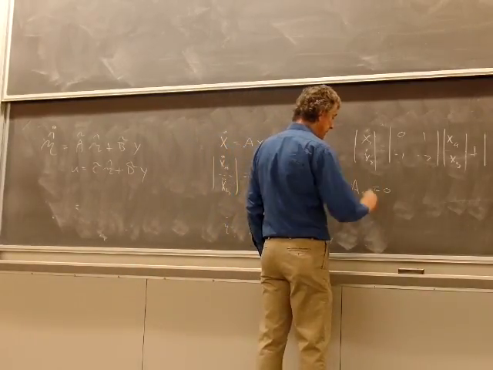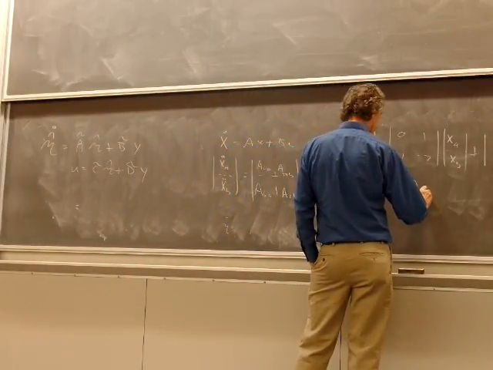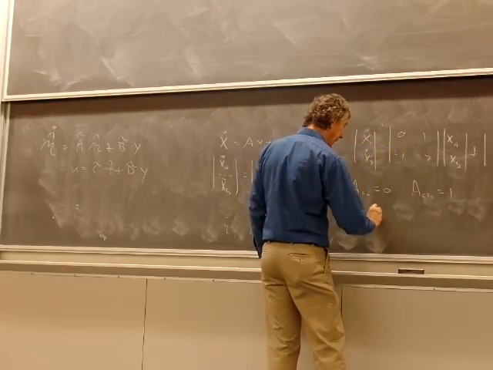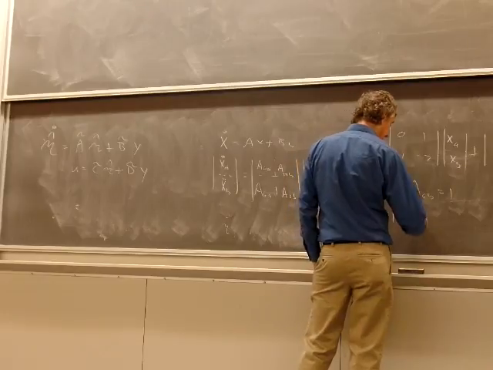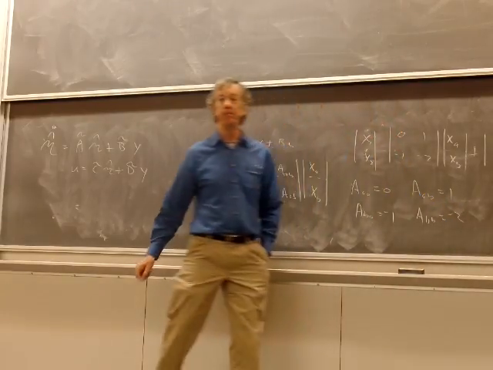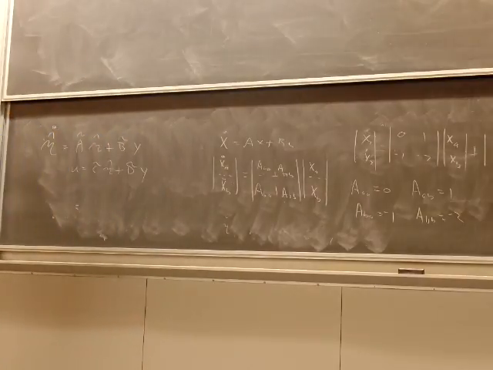AAA is 0, AAB is 1, ABA is minus 1, ABB is 2. I'm simply partitioning out different parts, then using those for all these massive equations.